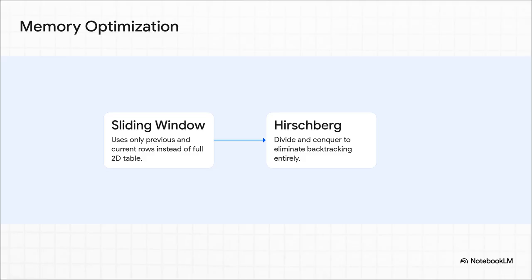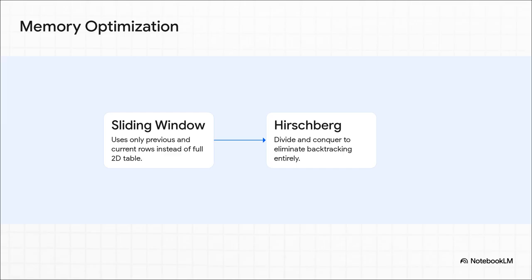First up, the sliding window trick. Instead of storing that whole gigantic 2D table, the algorithm just sort of slides over it, storing only the current row and the previous row. Simple, but highly effective.